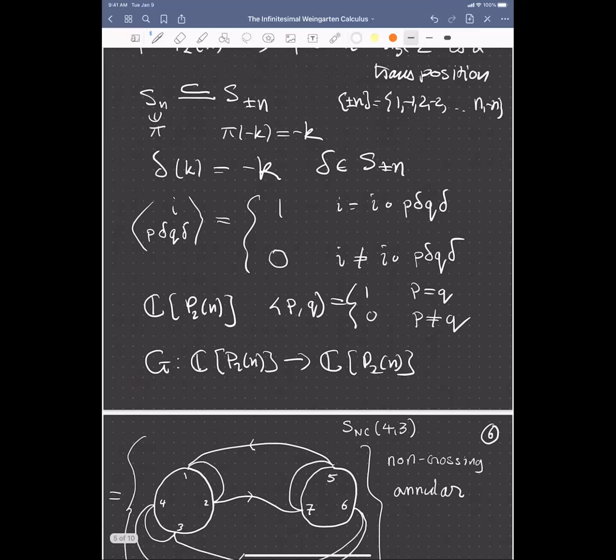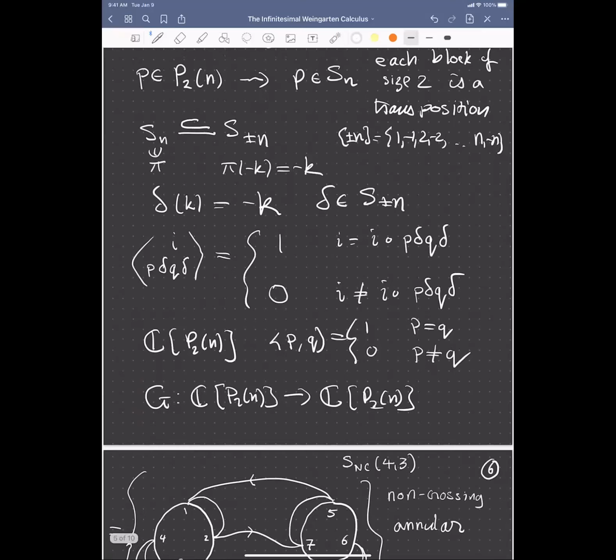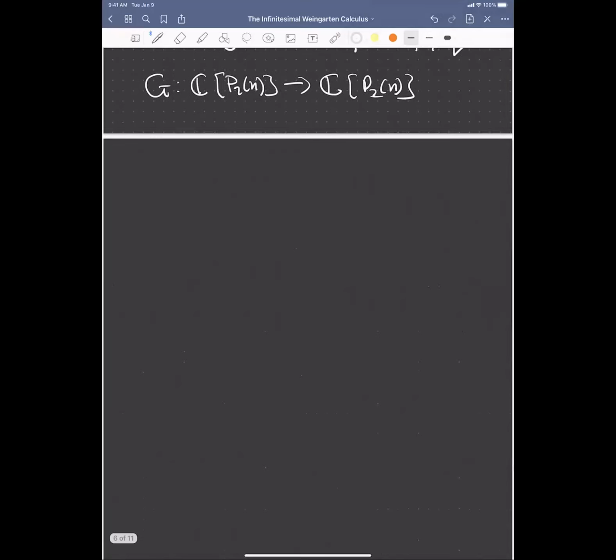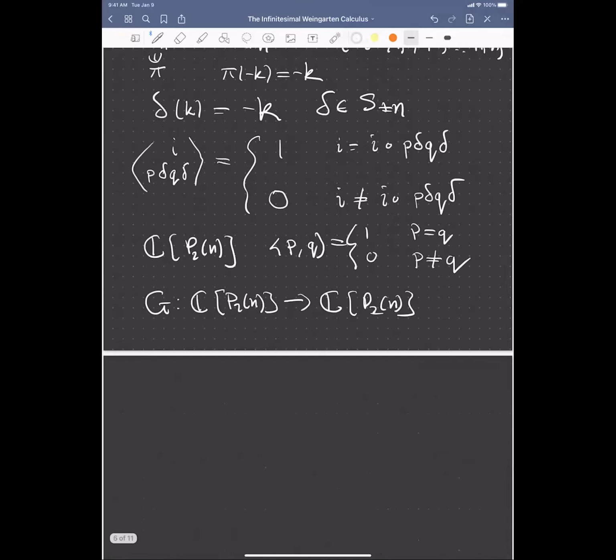Now I'm going to try something here. I think there's a way I can insert a page right here. Yes. Okay. Great. So how did we define G? G of P inner product Q is going to be N, the size of our matrix, to the number of blocks in P sup Q. So P and Q are partitions. The sup is the smallest partition that's greater than or equal to both of them. So this won't be a pairing anymore in general. But it is a partition, and we count the number of blocks and we raise n to that power.